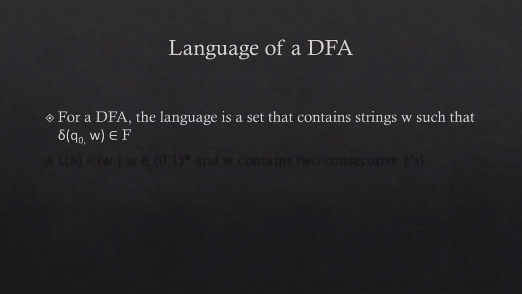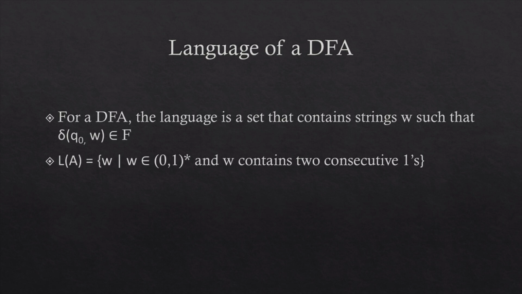Now that we have a complete idea of how the transition function works and what it means, we can define the language of a DFA in terms of delta. The language of a DFA is a set that contains strings W such that delta of Q0, which is the start symbol, and W is a state that belongs to the set of final states, which we represent with F, capital F.